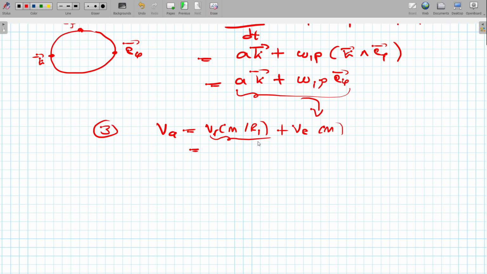Then the final answer you get for the absolute velocity, if you factor out the common terms and regroup the terms, you get rho point e rho, plus rho omega 2 e phi, plus a k, plus omega 1 rho e phi. So this is what you're supposed to get.